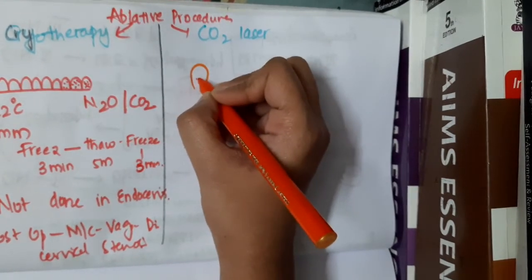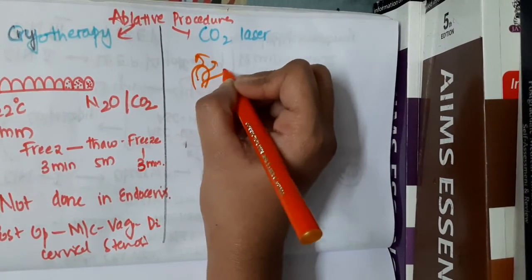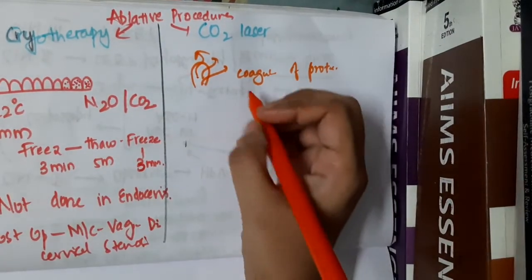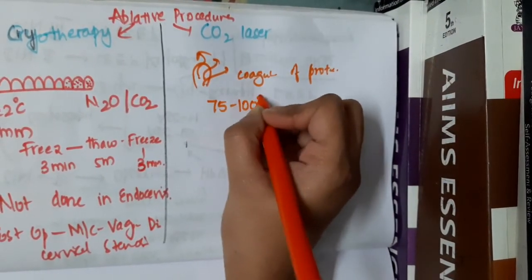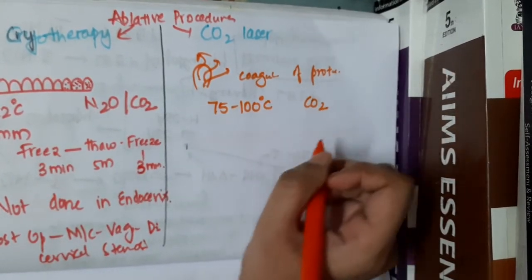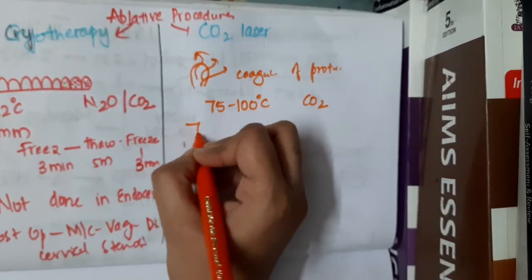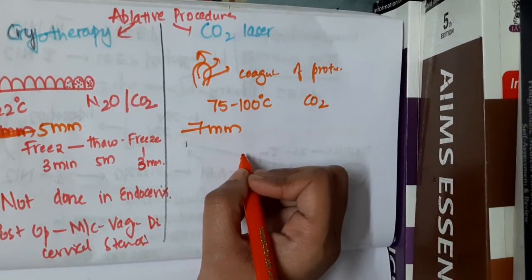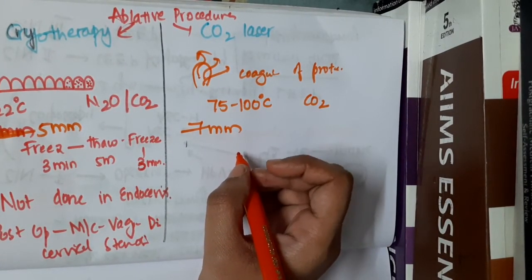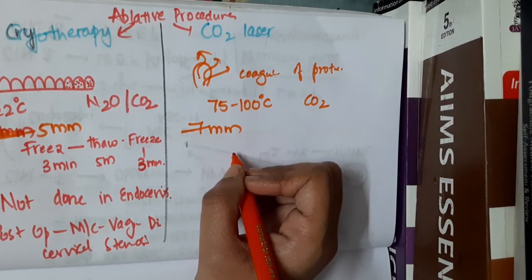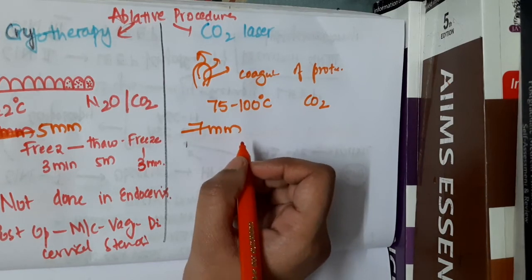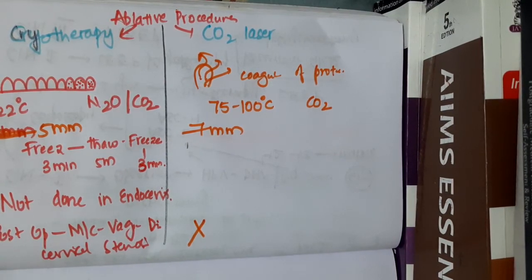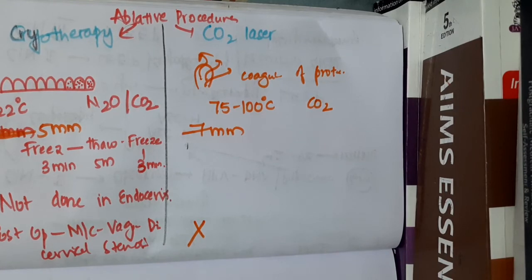Then the carbon dioxide laser will vaporize the cells. It destroys the epithelium by vaporizing the cells and coagulation of proteins. Here we use a high temperature, 75 to 100 degrees Celsius. The depth of destruction is around 7 millimeters, whereas in cryotherapy 5 millimeters is the depth of destruction. There is no vaginal discharge with the carbon dioxide laser, unlike cryotherapy.